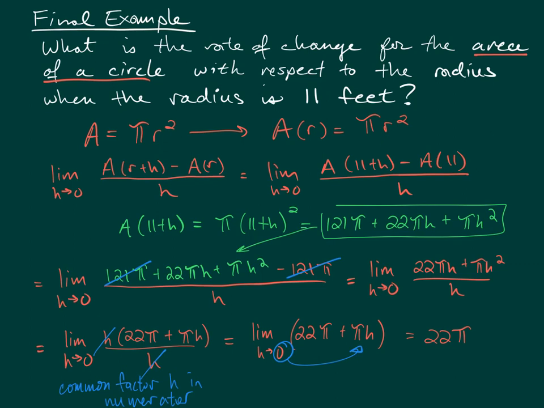Now, one of the things that you will want to keep in mind while you're working through these problems is that we said the radius was 11 feet. Well, what are the units of this measurement? Since we were trying to figure out the rate of change of an area, the units here will be feet squared, or squared feet. So the final answer here is 22 pi square feet.